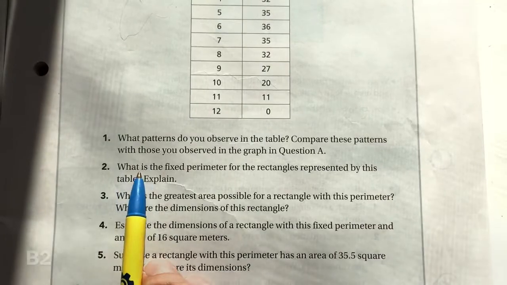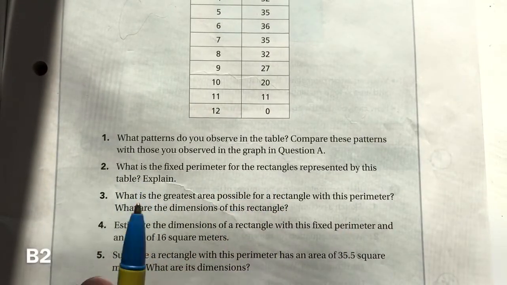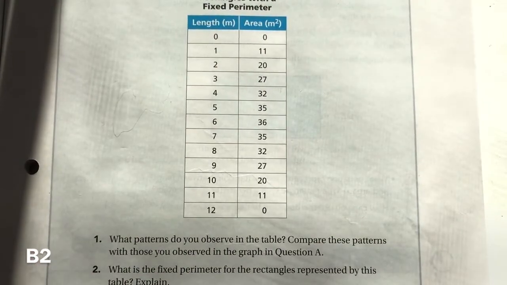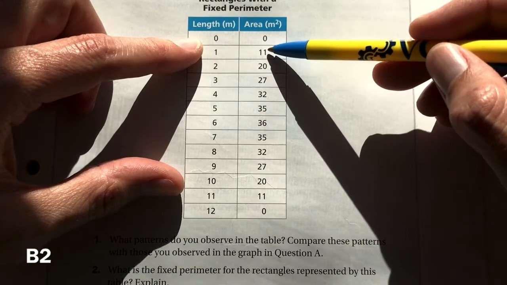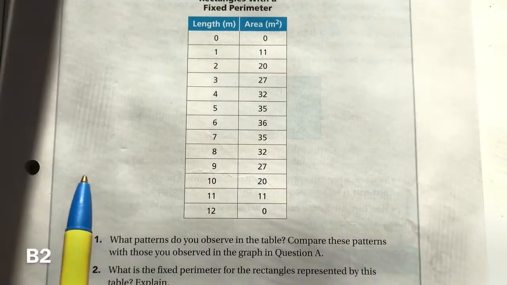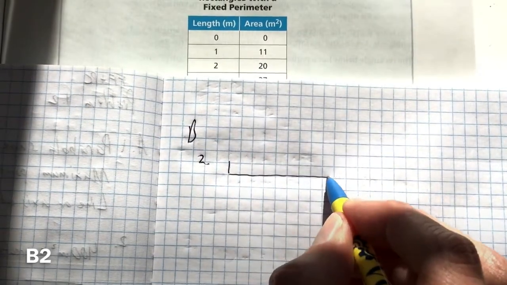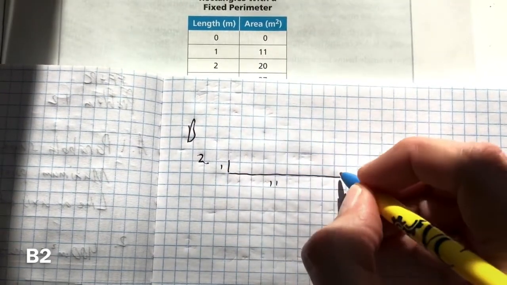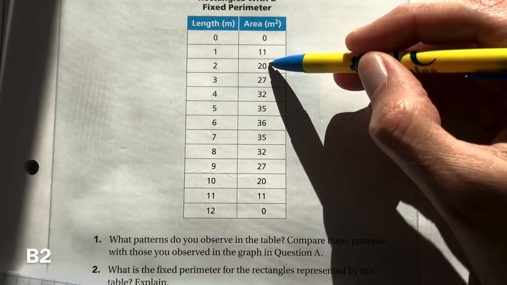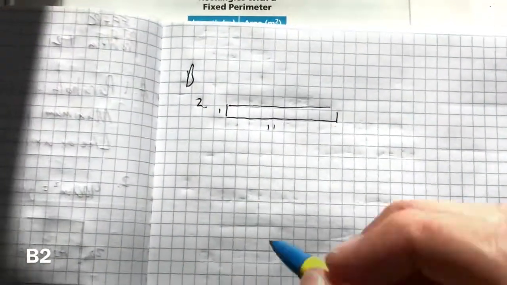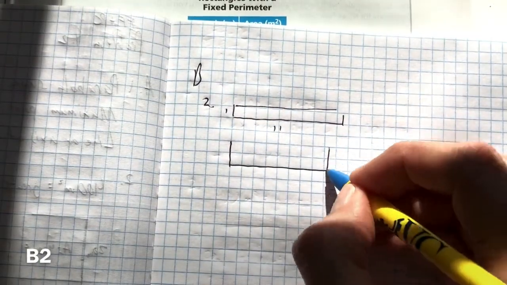Okay, number 2. What is the fixed perimeter for the rectangles represented by this table? Okay, so looking at this table, I can see specifically that 1 times something gets 11, and 11 times something gets 11. So that's going to tell me that one of those possible rectangles is going to be a 1 by 11. And another one, 2 times something is 20, and 10 times something is 20. So this gives me another one where it's going to be a 2 by 10.